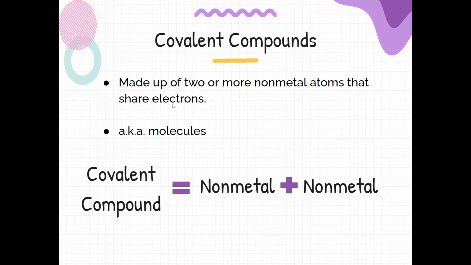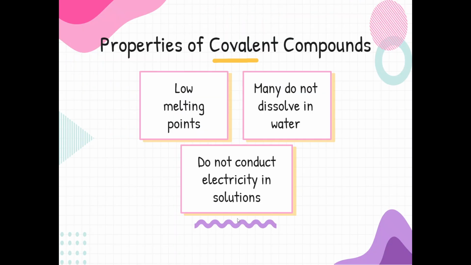Once again, a covalent compound is made up of two or more nonmetal atoms, and that compound is formed by the sharing of electrons. Another word for covalent compounds is molecules. I like to think of a covalent compound as being a nonmetal plus another nonmetal. Some properties of covalent compounds include low melting points. Covalent compounds are only made up of nonmetals, and nonmetals have low melting points. Hence, covalent compounds are going to melt at low temperatures as well.